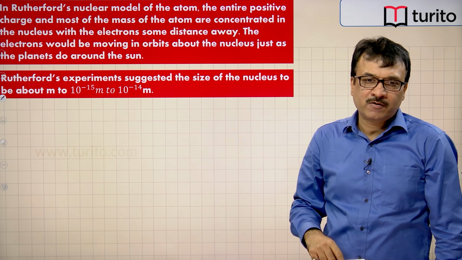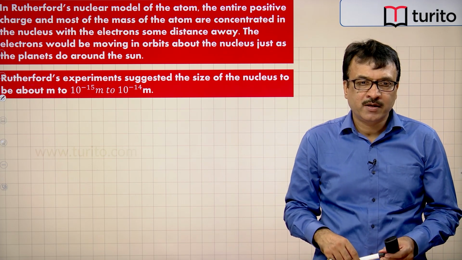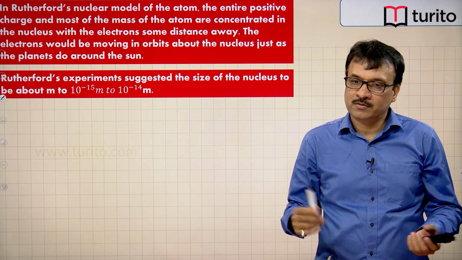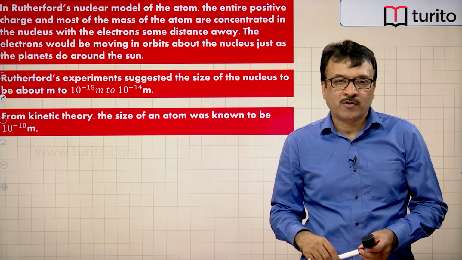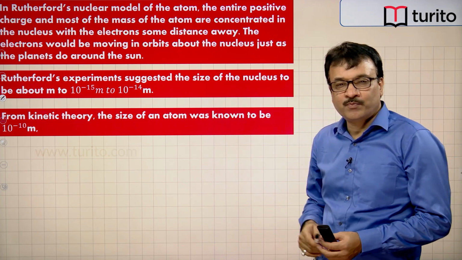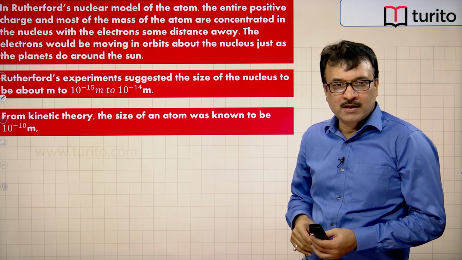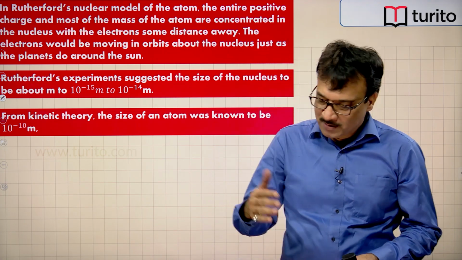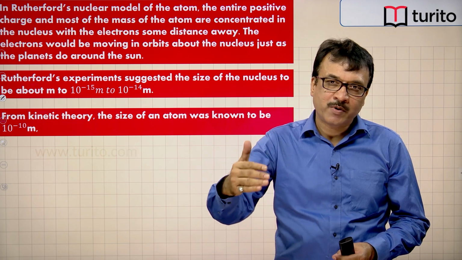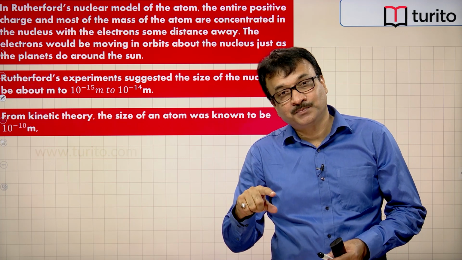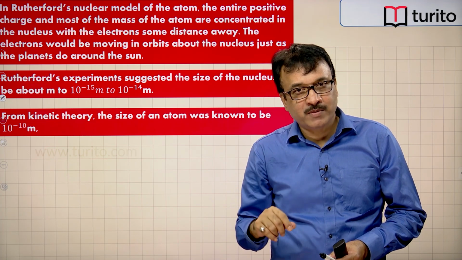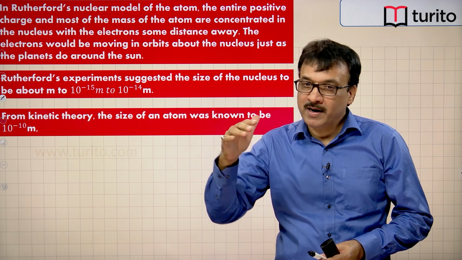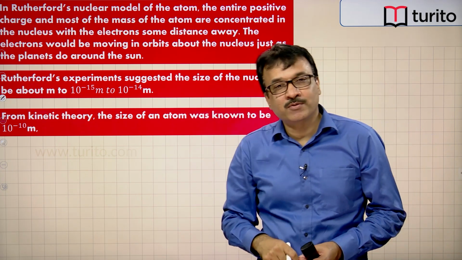The next point is Rutherford's experiment suggested the size of the nucleus to be around 10 to the power minus 15 meter to 10 to the power minus 14 meter, and it was very close to the exact value. From the kinetic theory of gases, the size of the atom was already known, and it was of the value 10 to the power minus 10 meter. So, now you can think that the size of the nucleus is 10 to the power minus 15 meter, and the size of the atom is 10 to the power minus 10 meter. So, the atom is around 10,000 to 1 lakh times bigger as compared to the size of the nucleus.